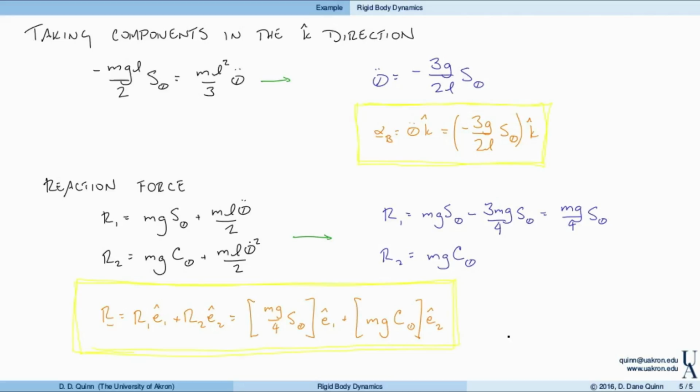So that's it for this example. And here we've looked at an object that has a point fixed in the ground. So the distinguishing feature of this problem is that we were able to take angular momentum balance about that point, which eliminated the reaction force sort of directly from angular momentum balance. And that enabled us to solve for the angular acceleration in a pretty straightforward way.